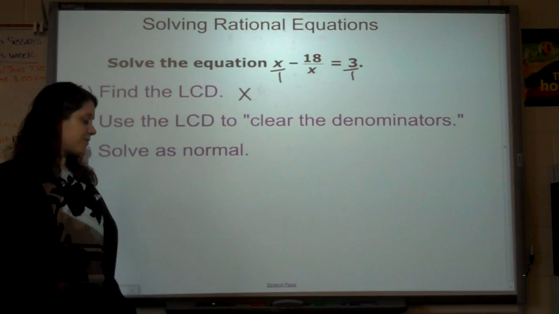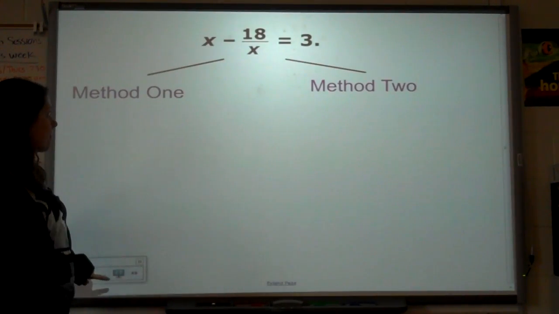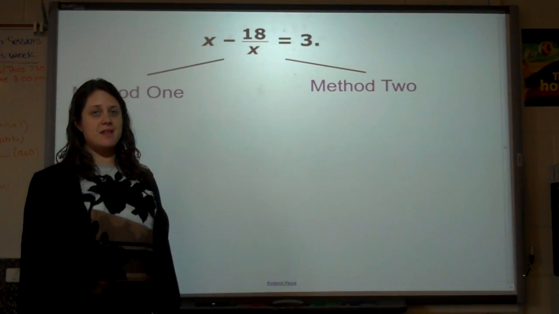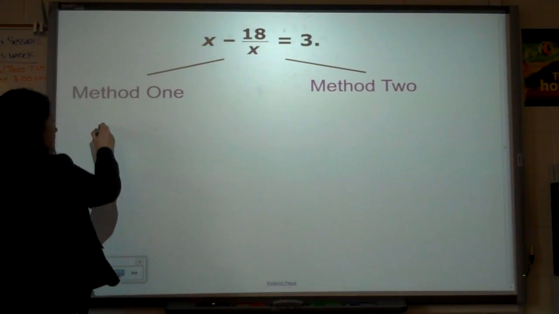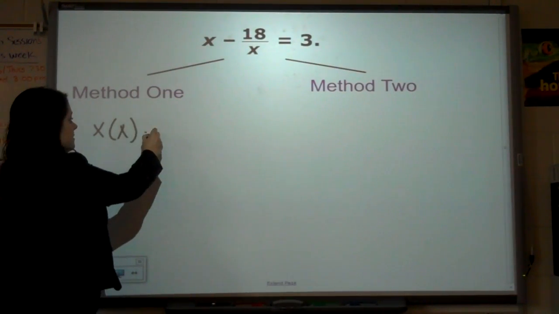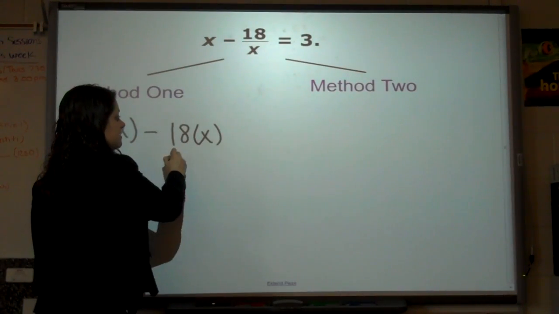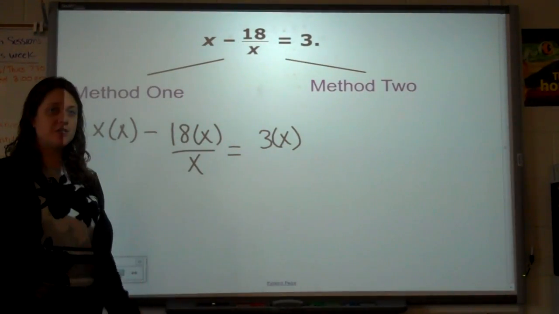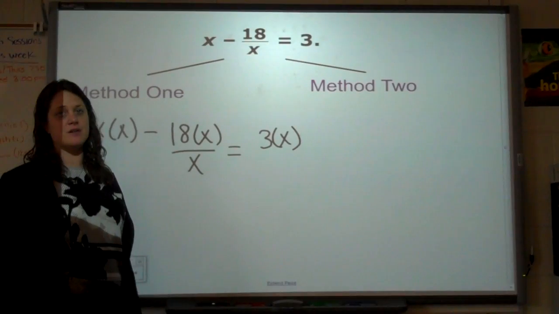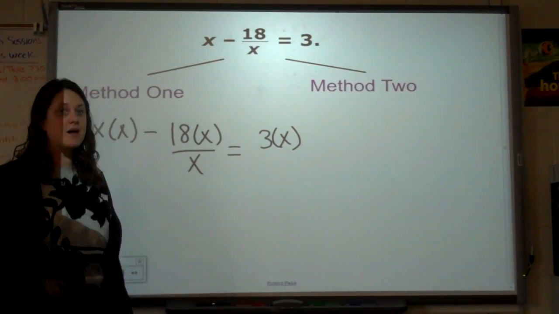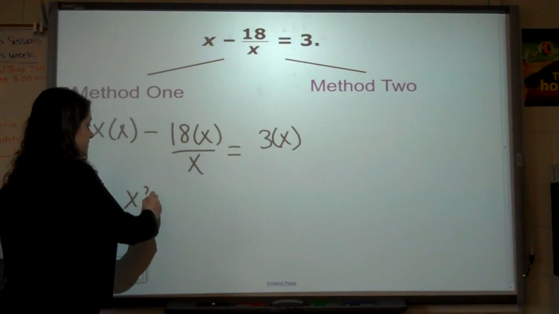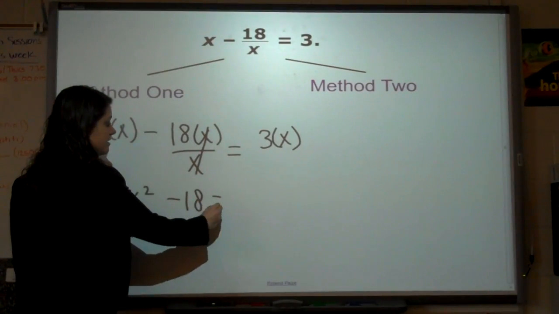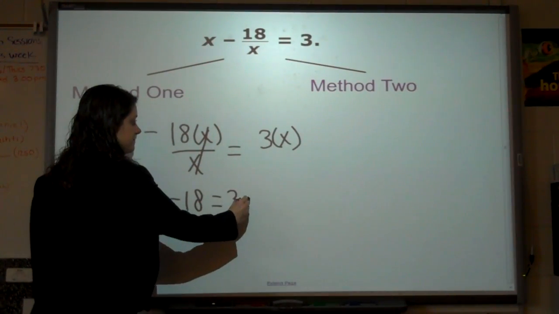Okay, so let's talk about how to clear the fractions. In the first method, in order to clear the fractions, you multiply each term by the least common denominator. So that would look like this: x times x minus 18 times x over x equals 3 times x. I multiplied every single term by the common denominator. So look what's going to happen. This is just going to become x squared. Now this one is going to cancel out, so I have minus 18. And then over here I have equals 3x.